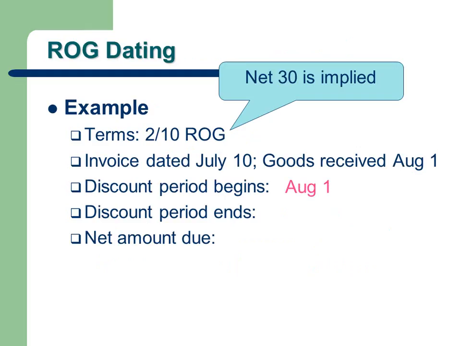All right, so let's take a look at an example of ROG dating. Let's say an invoice that has the term of 2/10 ROG was received. The invoice was dated July 10th. The merchandise was received on August 1st. When does the discount period begin? It's not the invoice date, but the ROG, right? So August 1st will be the date the discount period begins.